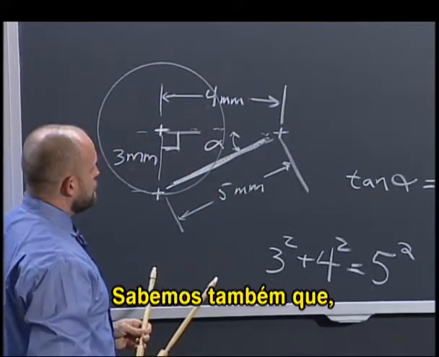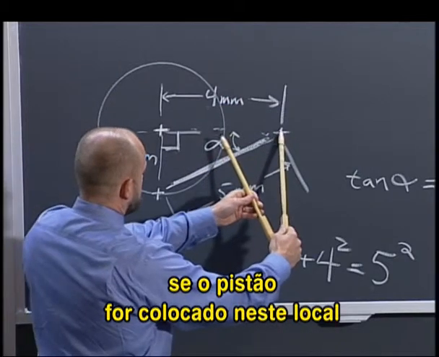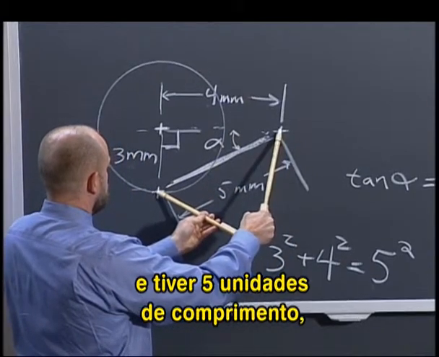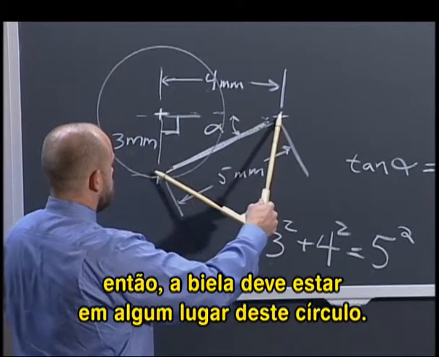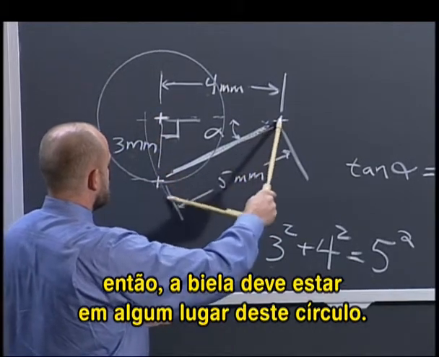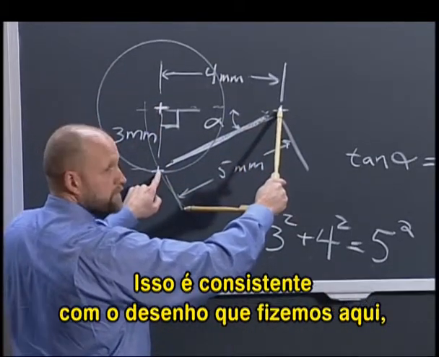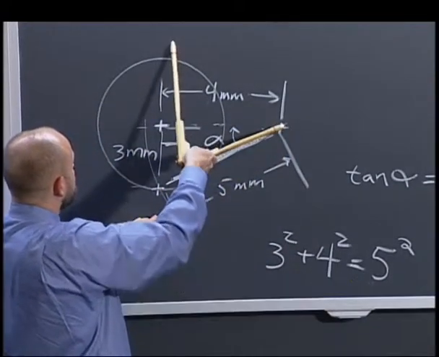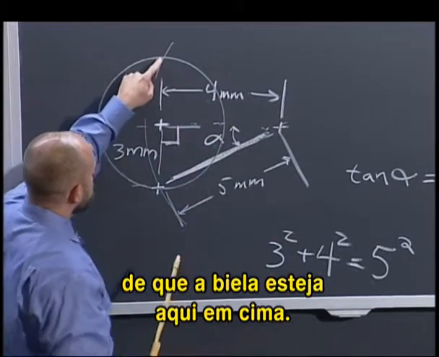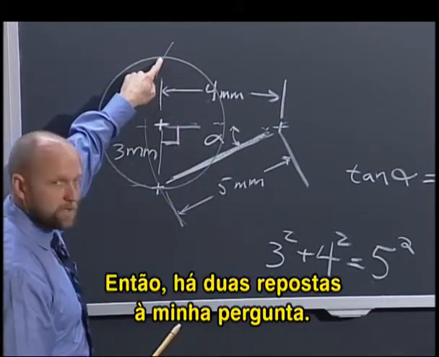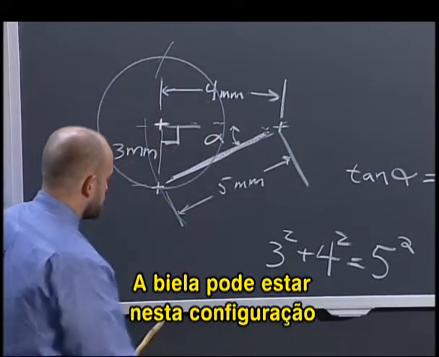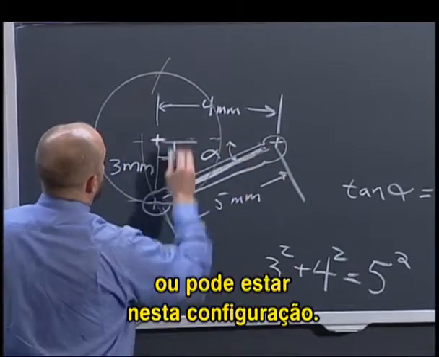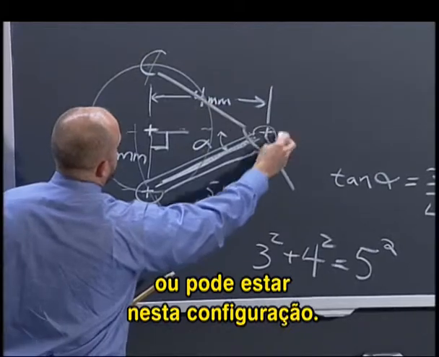The other thing we know is that if the piston is placed at that location and is 5 units long, then the connecting rod must be somewhere along this circle. Now that's consistent with the drawing we've made here, but it's also consistent with the possibility that the connecting rod is up here. So really there are two answers to my question. The connecting rod could be in a configuration like this, or it could be up here in a configuration like this.